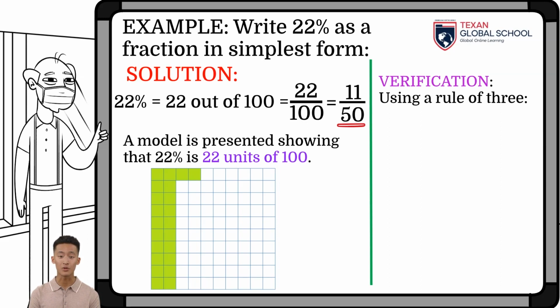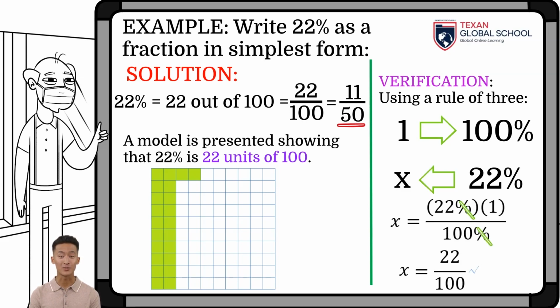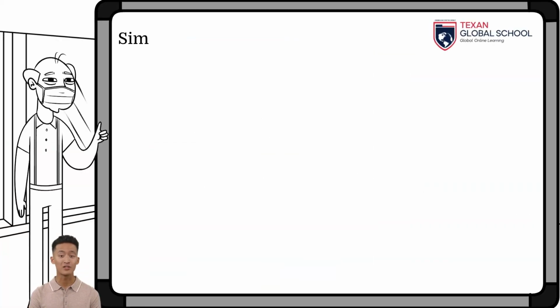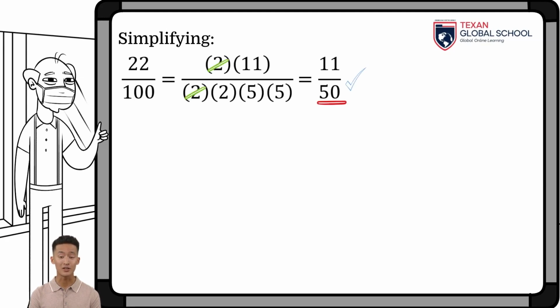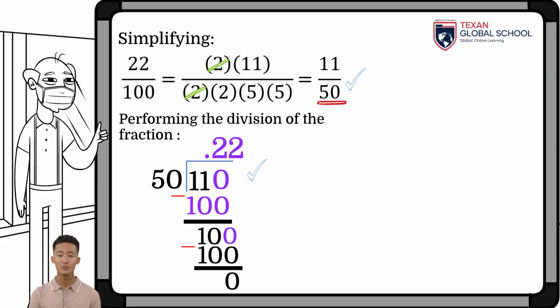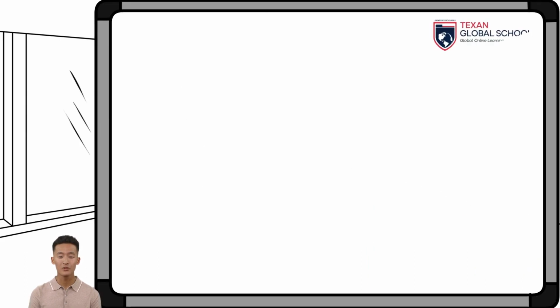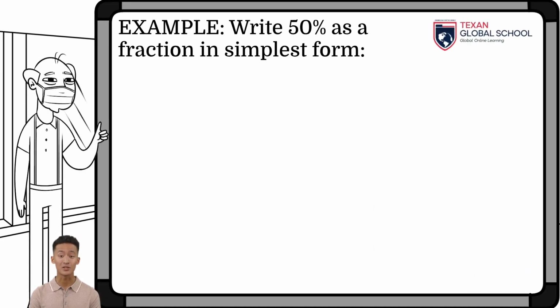We can verify using a rule of 3. 1 as the total is 100%. So, 22%, how much will it be? When performing the cross product, it results in the initial ratio, 22 over 100. Let's simplify the fraction by using prime factors in the numerator and denominator, obtaining 11 over 50. Now, if we divide 11 by 50, with the long division algorithm, it results in the decimal form. In this case, 0.22. Hence, we conclude that 22% can be represented as 22 out of 100, 11 out of 50, or 0.22.